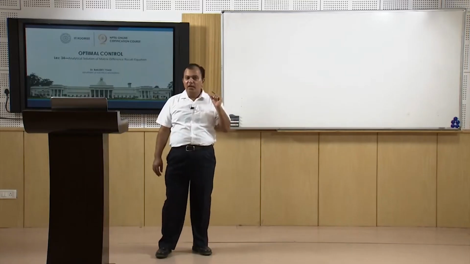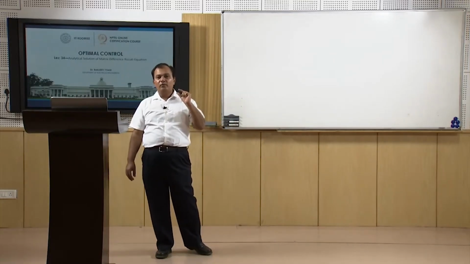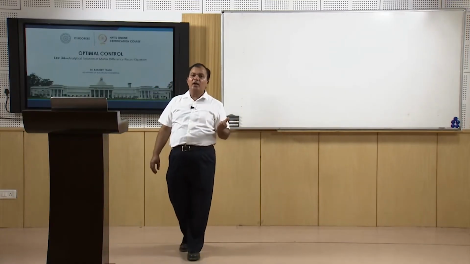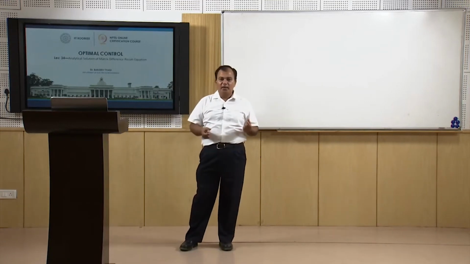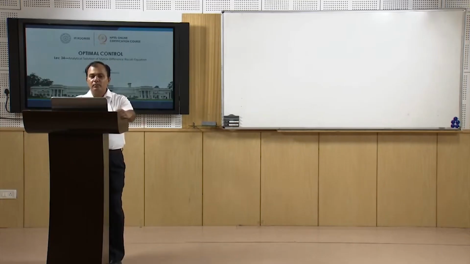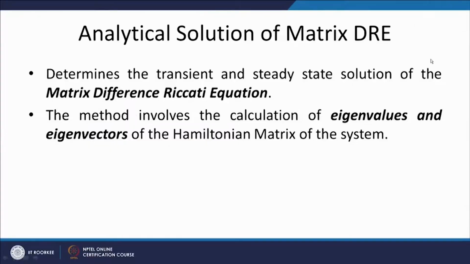If P k is known to me, I can find out the L k, and this L is nothing but my Kalman gain, which I can utilize along with the state feedback to get my optimal control U. In the analytical solution of the matrix difference Riccati equation, it determines the transient and the steady state solution of the matrix difference Riccati equation.